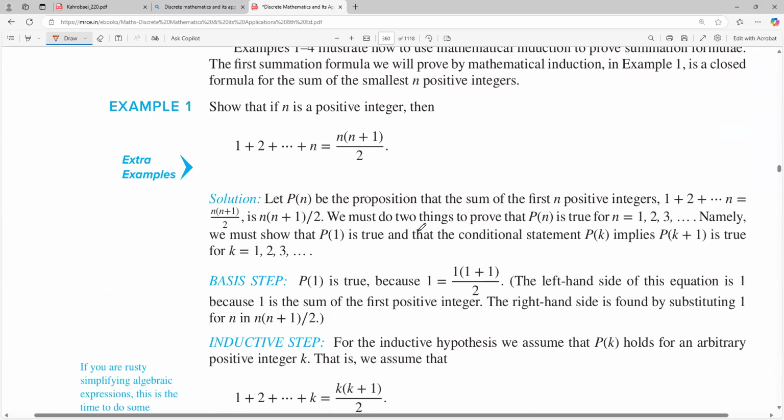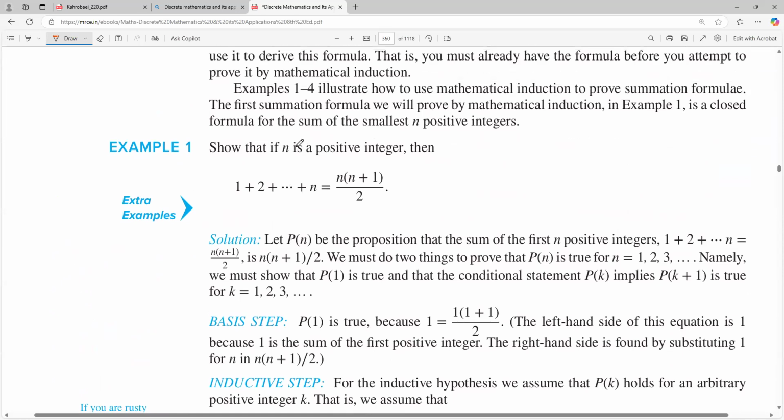Okay, this is my favorite example. Show that if n is a positive integer, then 1 plus 2 plus ... up until n is equal to this. There was another way that someone else proved it. I think the mathematician Gauss, when he was in 5th grade, proved this. It was insane. The proof's insane. It's hilariously fun. Anyways, let's prove it by induction.